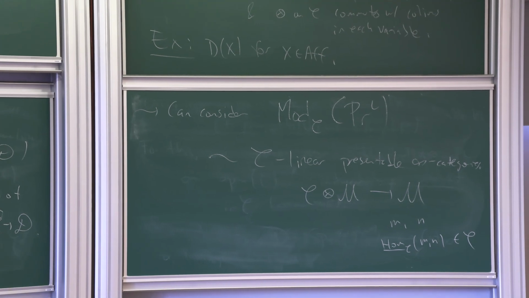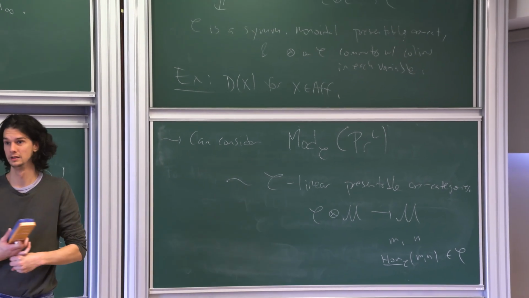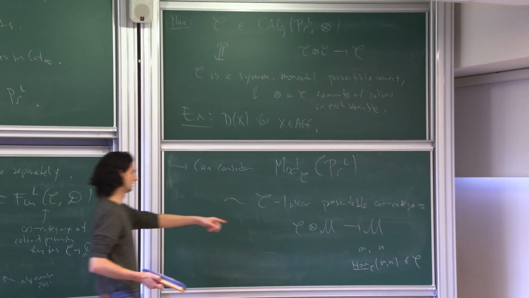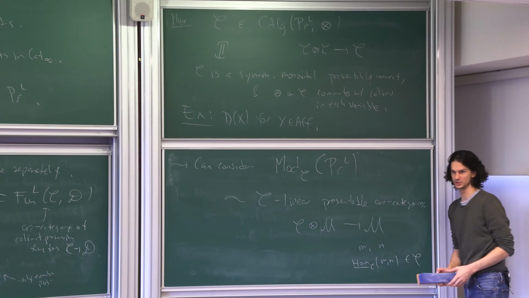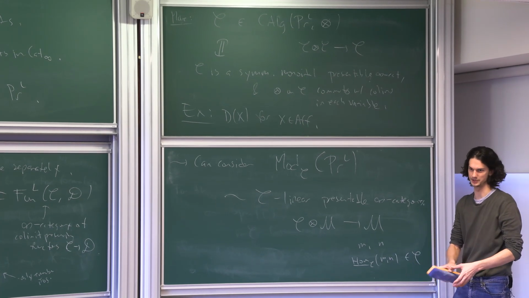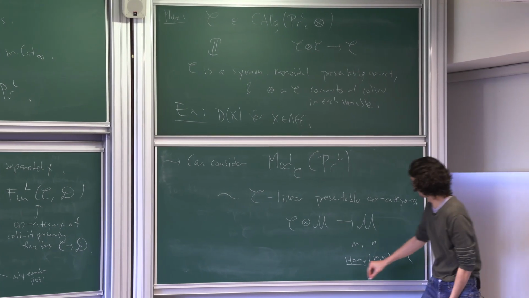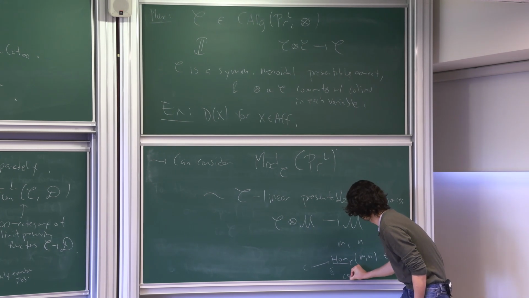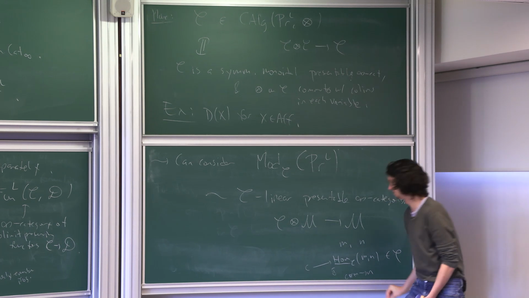Can you say again, if you have a C tensor M to M, how do you enrich the mapping space? Oh, you characterize this by a universal property, and then you prove there's a representing object. So the universal property is that giving a map like this is the same thing as giving a map from C tensor M to N.